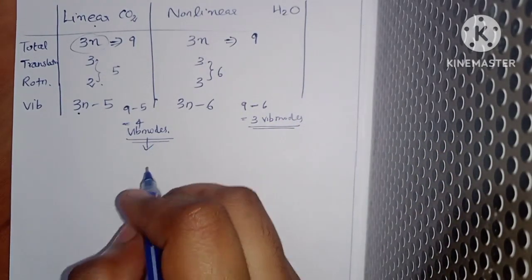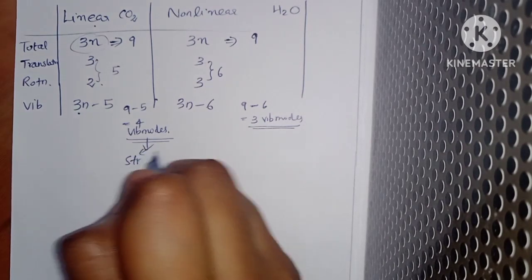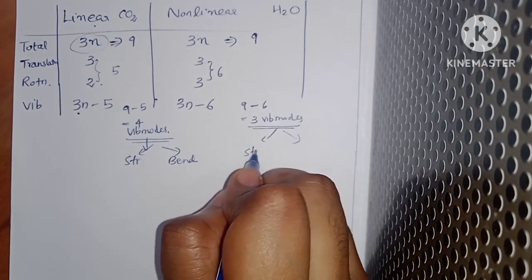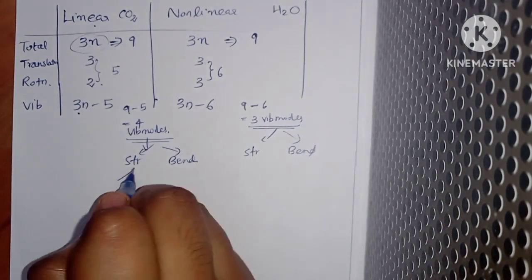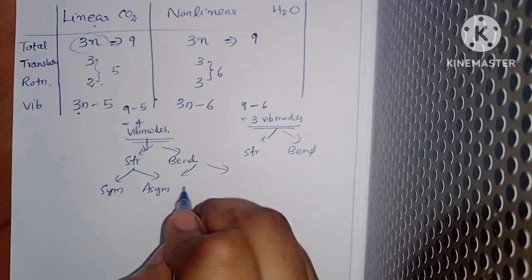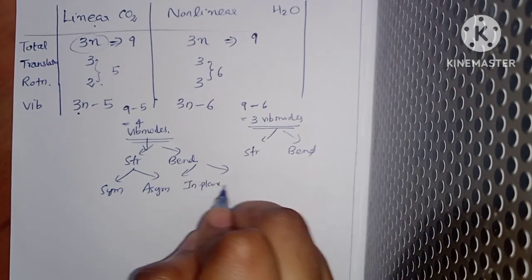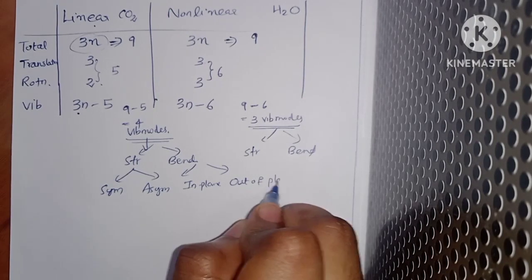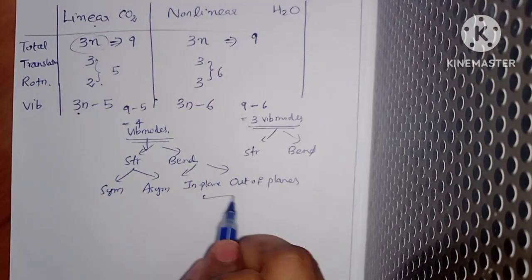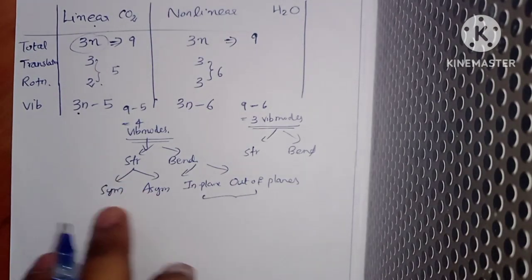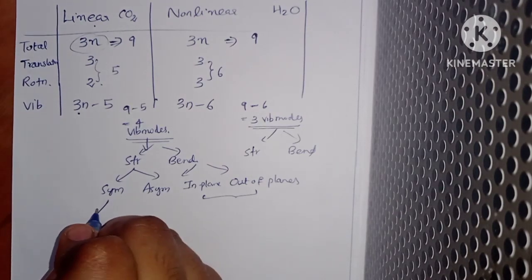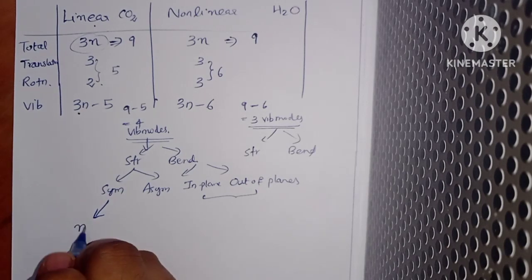In these vibrational modes there can be stretching and bending modes. In any vibrational modes there are stretching and bending types. In stretching there are symmetric stretching and asymmetric stretching. In bending the possibilities are in plane and out of plane, which can be represented with several terms like scissoring, wagging, etc. For stretching, the two possibilities are symmetric stretching and asymmetric stretching. And the number of stretching modes will be equal to n minus 1.